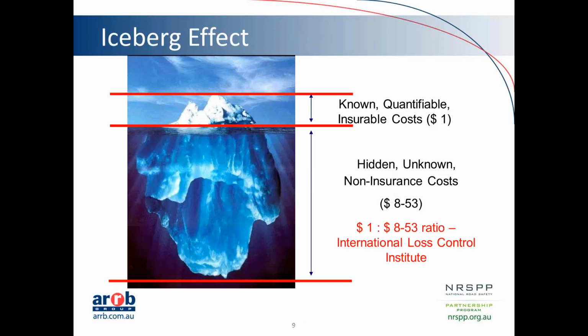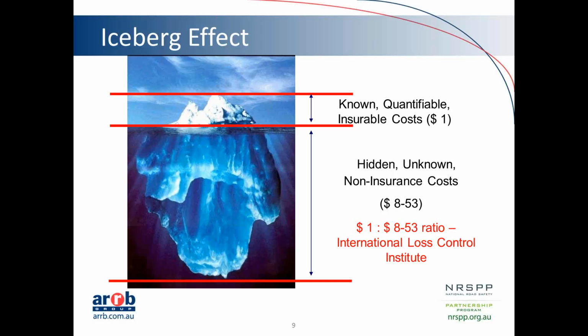The best way to illustrate this is to consider the iceberg, and we all know what it did to the Titanic. The known and often risk-transferred or insurable costs are often only the tip of that iceberg, and underneath there is a greater unquantifiable cost that is hidden, unseen, uninsurable.